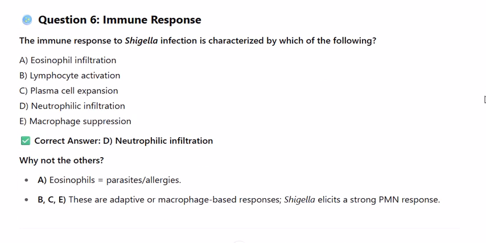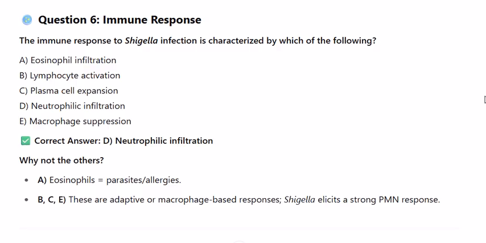Question 6. Immune response. The immune response to Shigella infection is characterized by which of the following? A. Eosinophil infiltration. B. Lymphocyte activation. C. Plasma cell expansion. D. Neutrophilic infiltration. E. Macrophage suppression. Correct answer, D. Neutrophilic infiltration.